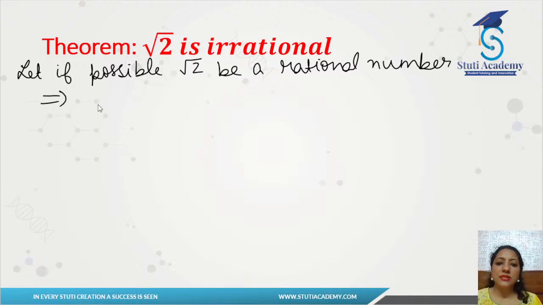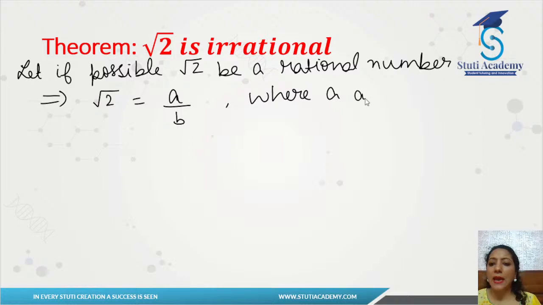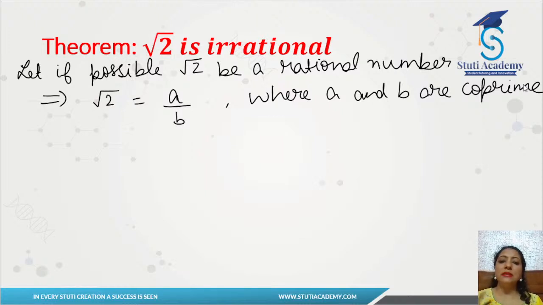Now, if root 2 is a rational number, we can write root 2 as A upon B, where A and B are co-prime. The co-prime concept you started in grade 6 also. Co-prime means that the HCF of A and B is 1. There's no common factor of A and B other than 1. We can say that root 2 is equal to A by B. We have written A by B in the simplest form, in the standard form. Also, B is not equal to 0. B cannot be 0 since B is in the denominator.